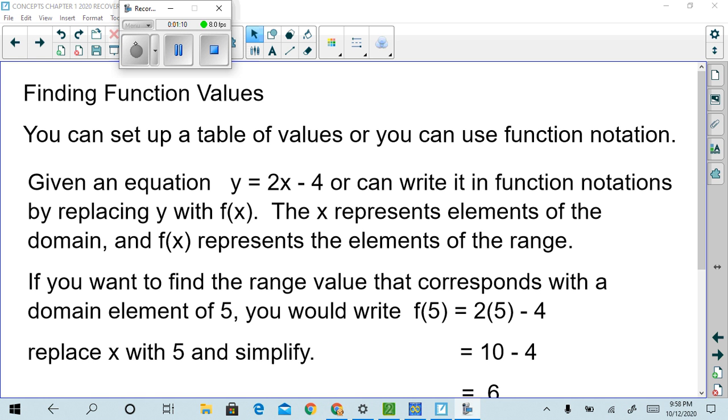If we're given an equation like y is equal to 2x minus 4, we can write that in what we call function notation. In function notation, we're going to be replacing y with f of x. This x represents the elements of the domain, and f of x represents the elements of the range.